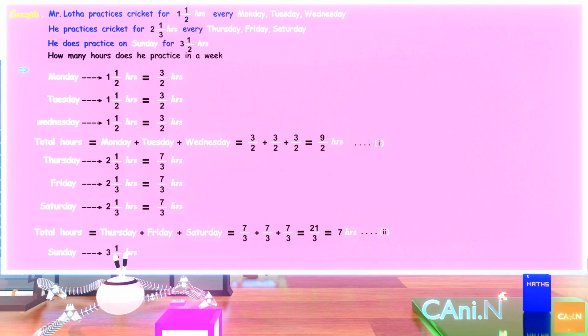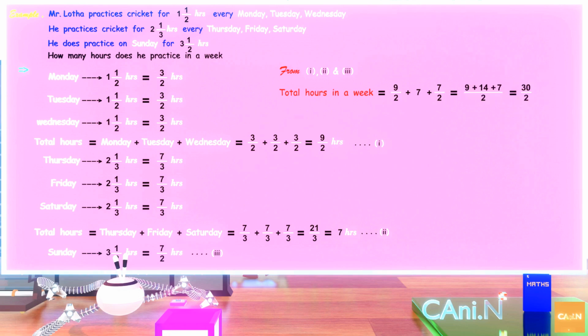On Sunday he practices for 3 by 2 hours equals 7 by 2. From 1, 2 and 3, we get total hours in a week equals 9 by 2 plus 7 by 2 equals 30 by 2 equals 15 hours.